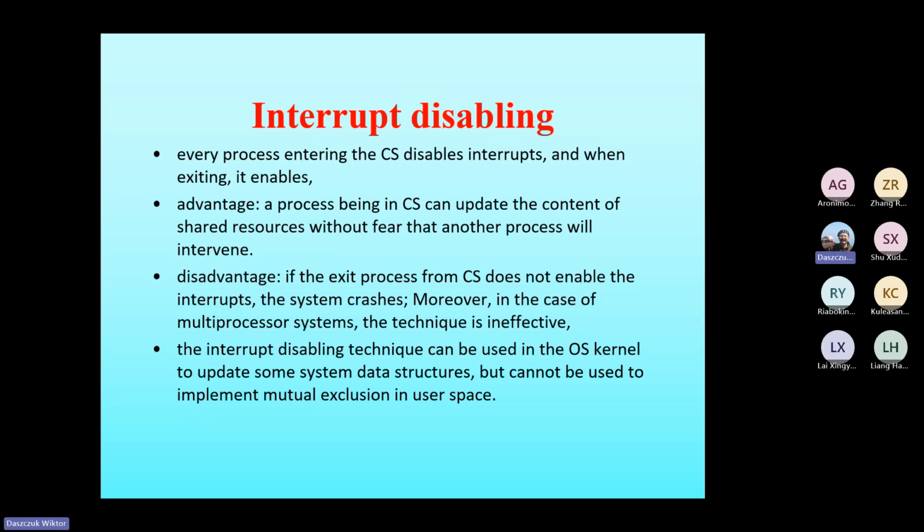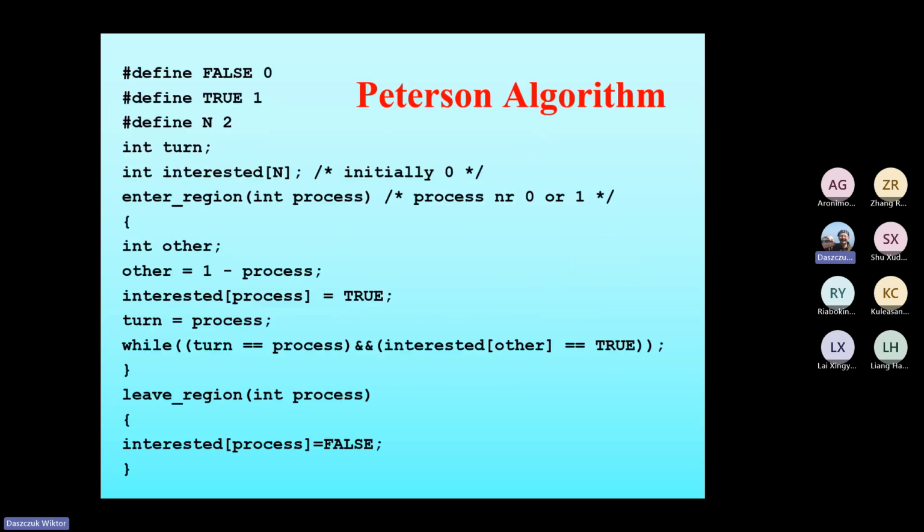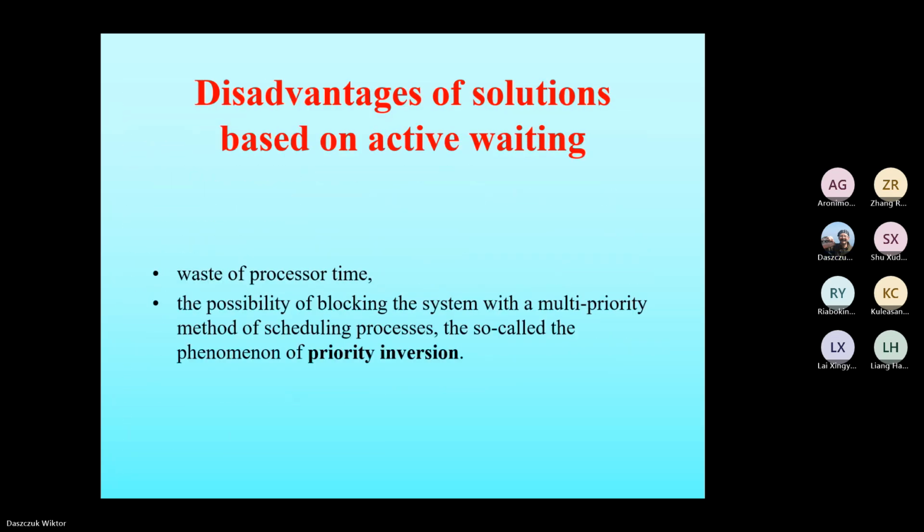Oh, this is return to interrupt disabling. We can skip. Peterson algorithm, we skip.